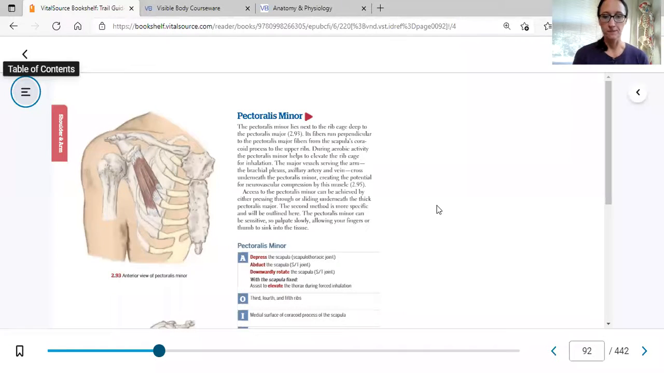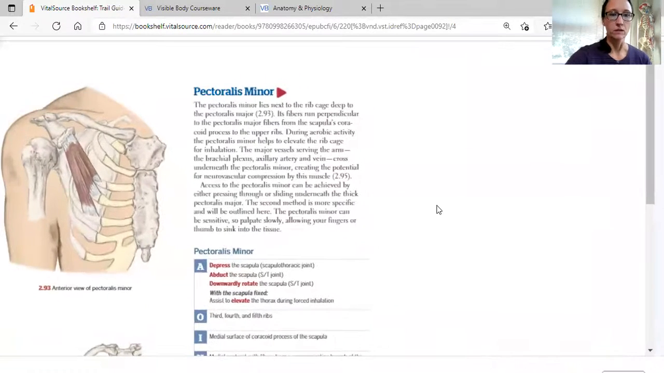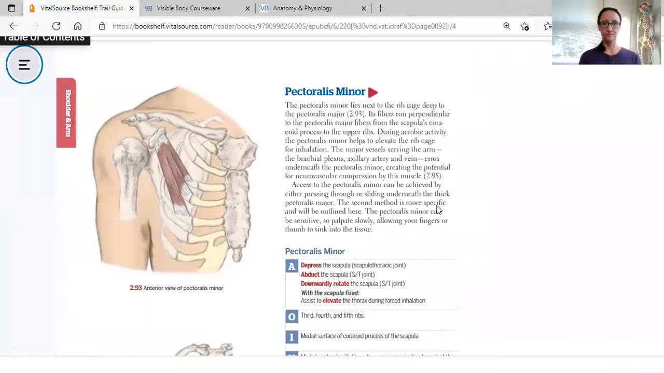So let's take a look at Pec Minor. Actually, let's go in here. We'll do that. Okay, there we are. So this is what Pec Minor looks like.